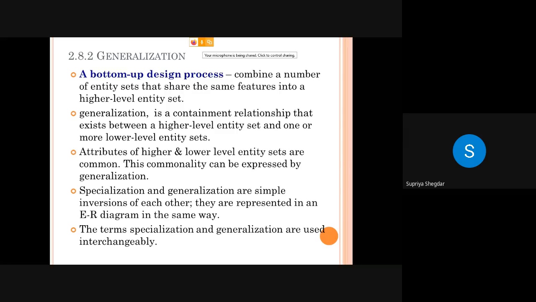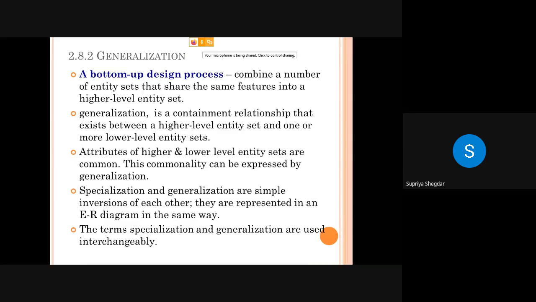Then the attributes of the higher and the lower entity sets are the common attributes. So this commonality is expressed by the generalization. Okay, generalization means moving or going in a very general way. Okay, or if I want to find out a specific thing from a general thing, then I can use the generalization.